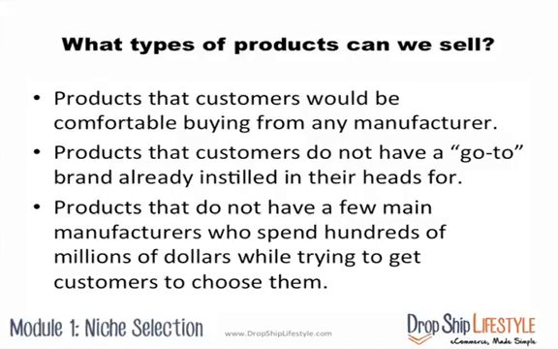So what does that leave us with? What types of products can we sell? I personally think we should sell products that customers would be comfortable buying from any manufacturer. So things that big brands aren't pumping money into, saying that you can only buy from our brand, that our brand's the best. We don't want to sell in those niches. We want to sell in niches where customers are fine with whatever brand, whatever manufacturer. We want to sell products that don't have a few main manufacturers who spend hundreds of millions of dollars every single year trying to get customers to choose them.